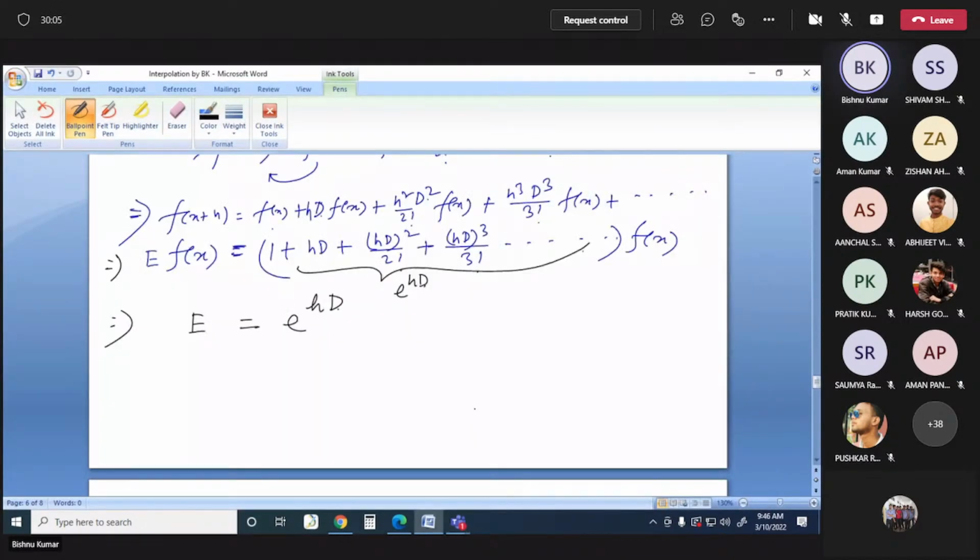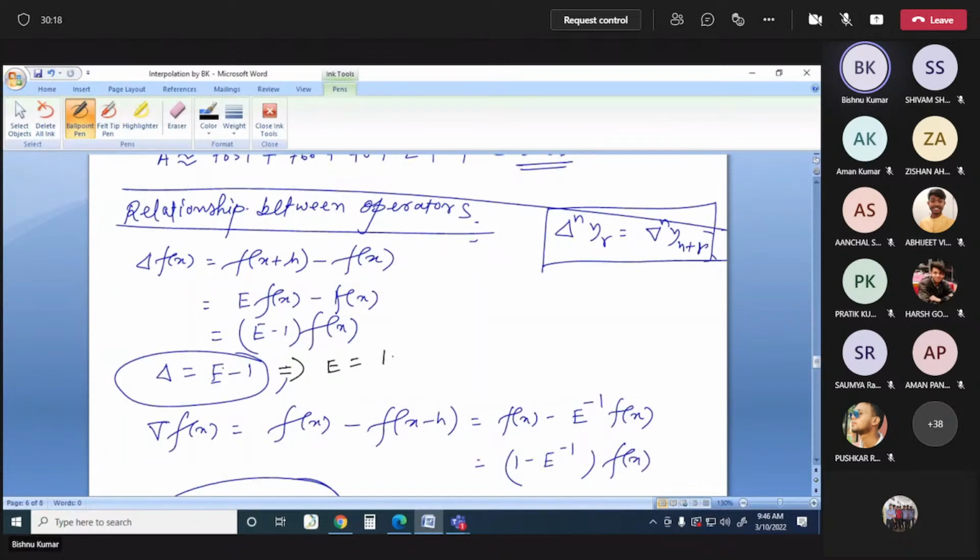So up to this much, a small relationship you are getting here. So E you may be able to write in terms of the forward operator. So what will be the E? E is actually 1 plus del. So if you write, E is 1 plus del, equals e to the power h D.